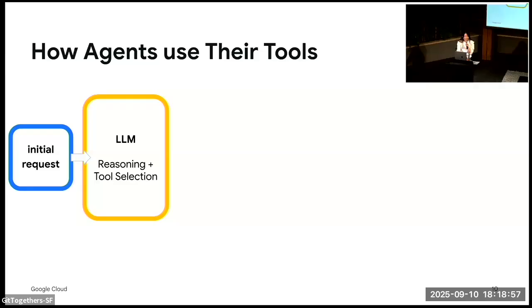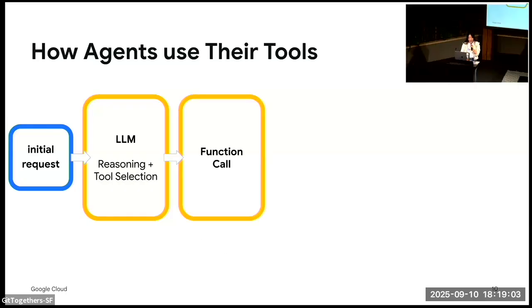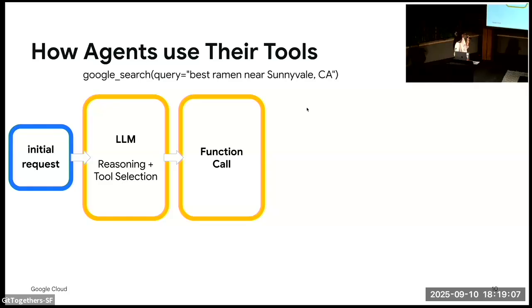So the agent does some reasoning, thinking about it, and picks a tool. Then the agent framework selects it and makes a function call. In this case, it says, okay, I'm going to use Google Search as a tool. By the way, Google Search is a built-in tool in ADK. So if you're using Agent Development Kit, you have the Google Search tool by default. It's also built into Gemini CLI. Just want to mention that.